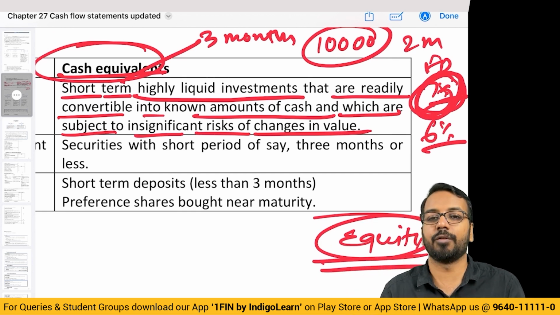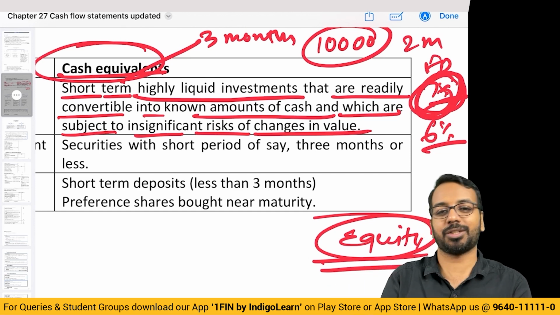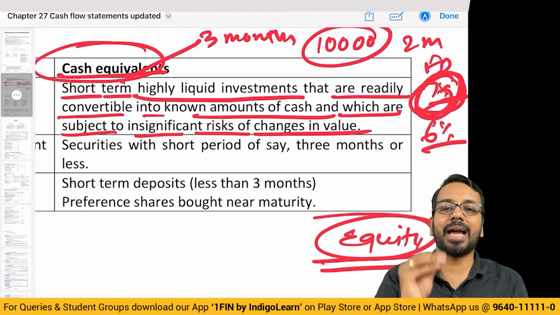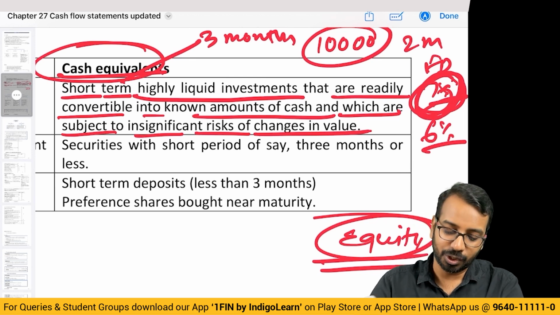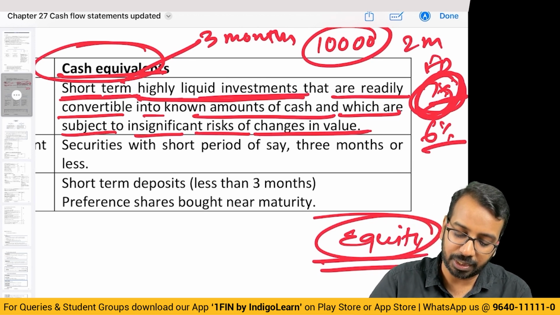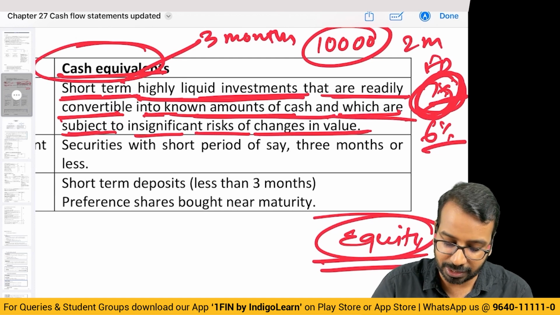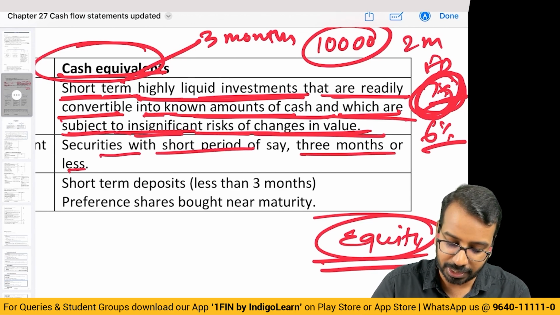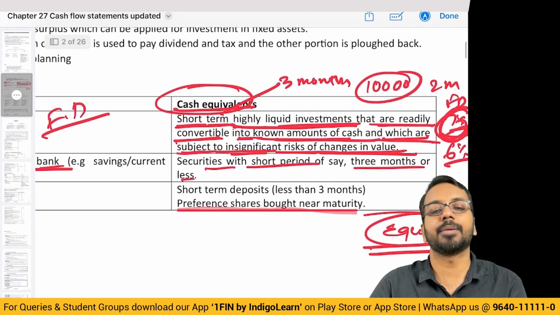So when I say cash equivalent, it is something like I have cash, it is almost equal to cash, and I know how much cash will I receive when I actually go out and redeem that particular investment, right? So short-term, highly liquid investment that are readily convertible into known amount of cash and which are subject to insignificant risk of changes in value. Generally, securities with short period of less than 3 months are considered. Also, we take preference shares bought near maturity.